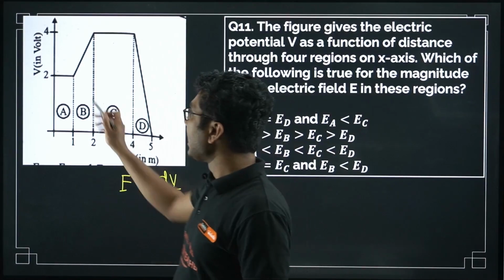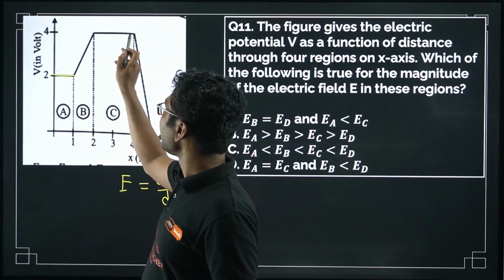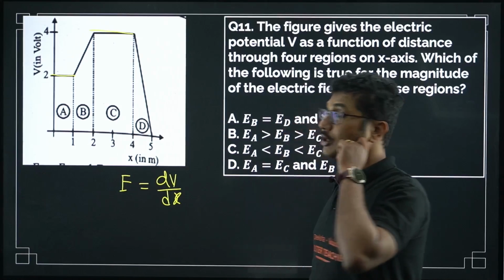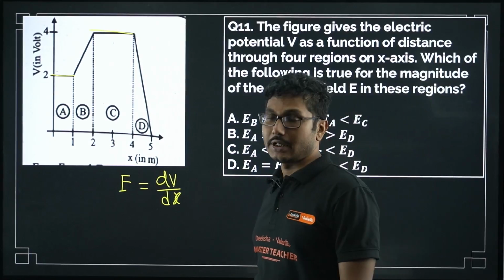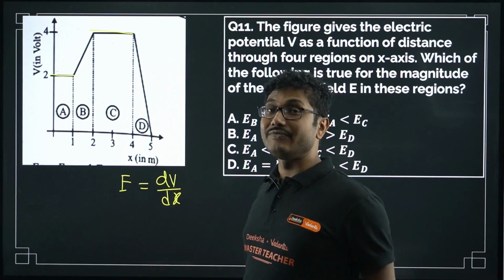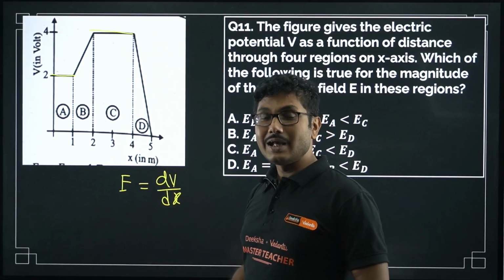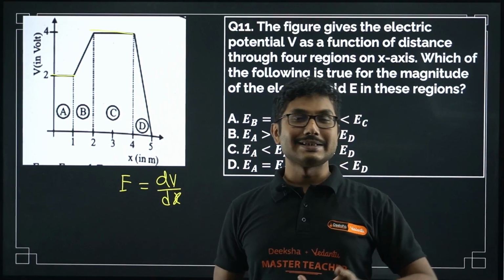Now you see that at this point and at this point electric potential is constant. If V is constant, dV is 0. If x is constant, dx is 0.